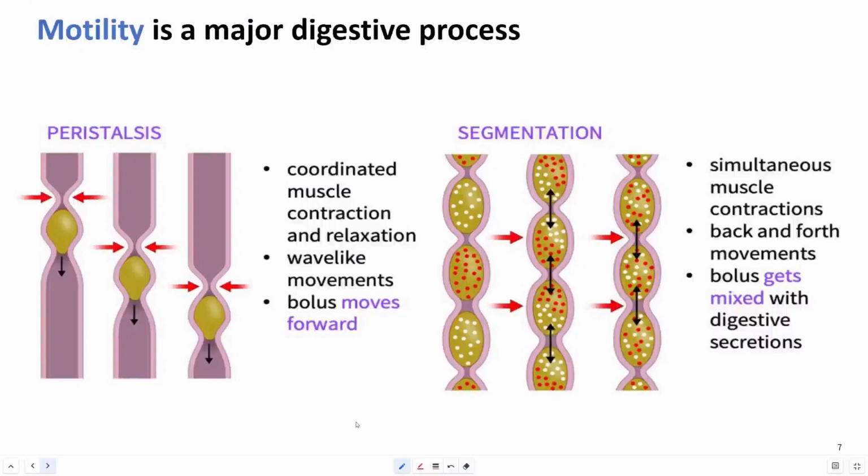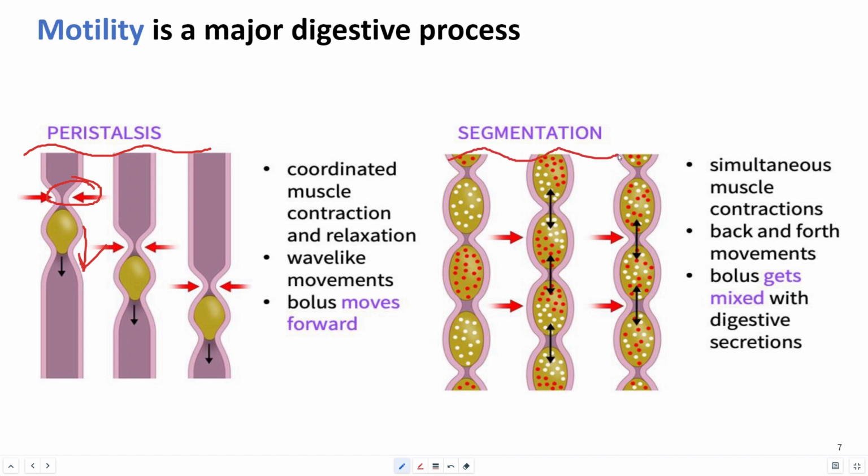Motility is a major digestive process. There are two types of motions that can be accomplished by the GI tract. Peristalsis is a coordinated muscle contraction and relaxation in a wave-like format. This pushes the food product, also known as a bolus, forward. As you can see, it squeezes behind the tube, therefore propelling the food product further down. Segmentation is another type of movement.